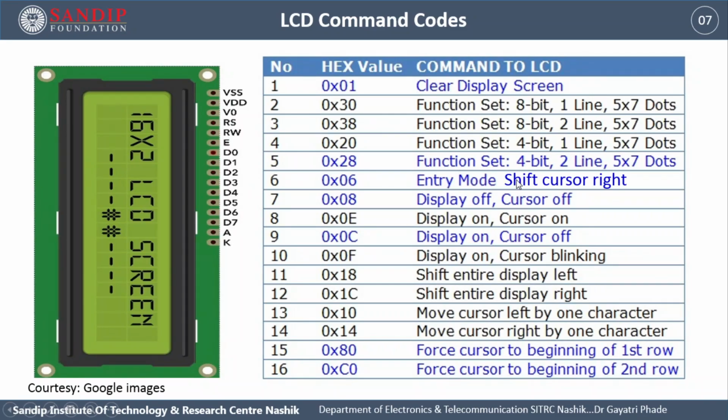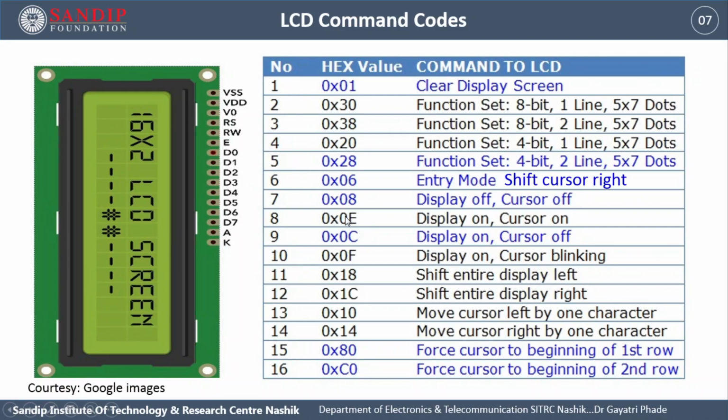06 is shift cursor right. As we are going to display the letters, the characters, the cursor will be moving to the right. So with 06, we are telling the LCD to shift the cursor to the right when the characters are displayed. 08 is display off, cursor off.